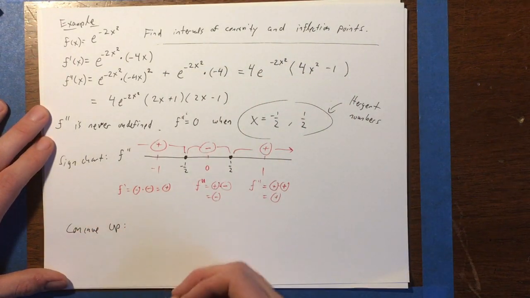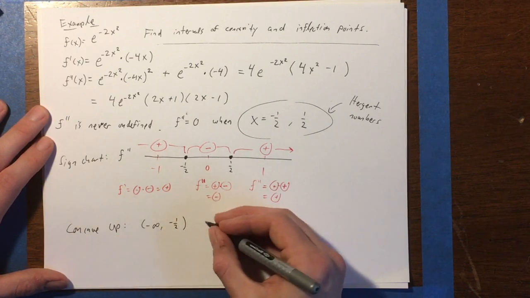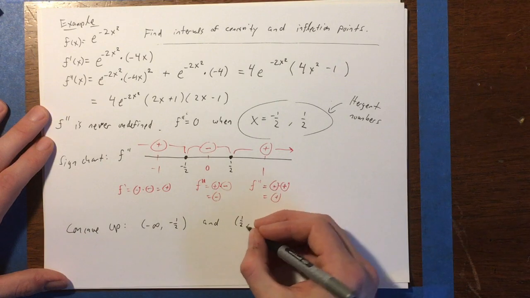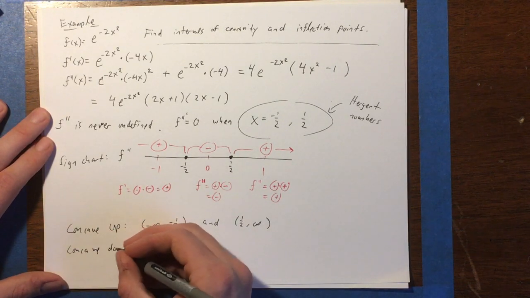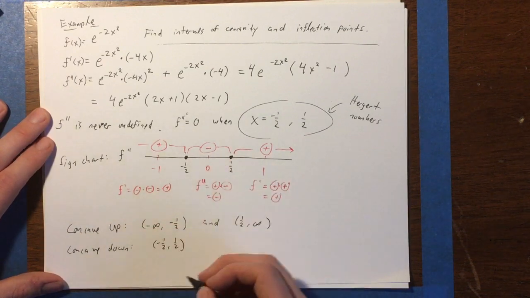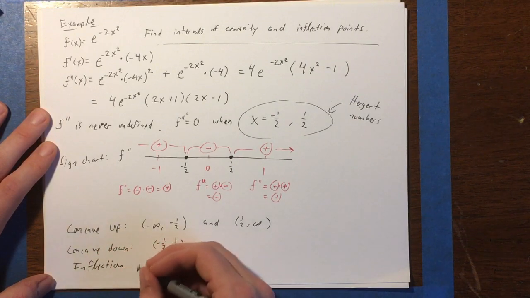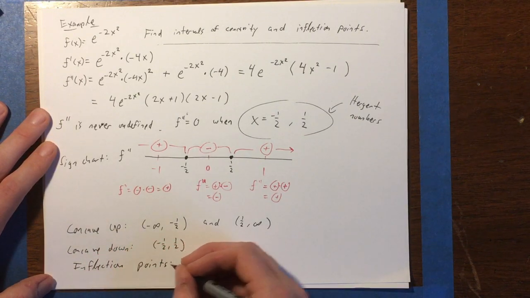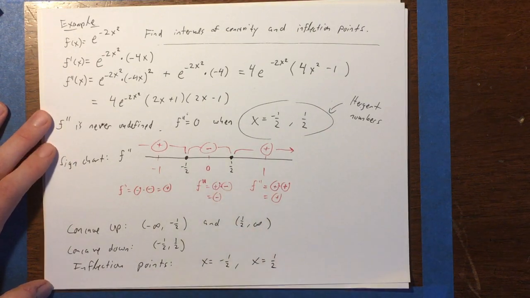It's concave up on the intervals -∞ to -1/2, and the interval 1/2 to infinity. Those are where it's positive. It's concave down on the interval -1/2 to 1/2, where it's negative. And then our inflection points will occur at two x values, x equals -1/2 and x equals +1/2.